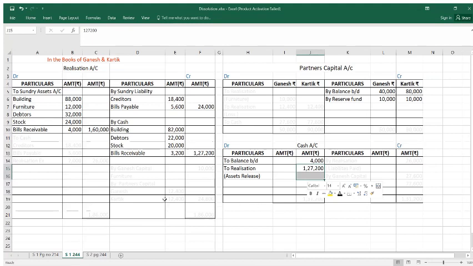After that, Ganesh agreed to take over furniture for rupees 10,000. So when the assets are taken over by the partner, that time instead of cash account, we're going to mention the partner's capital account. So when the assets are taken over by the partner, that time journal entry will be partner's capital account debited to realization.